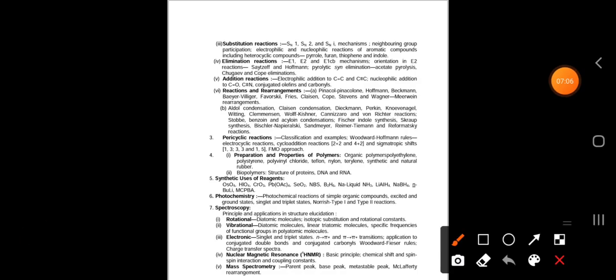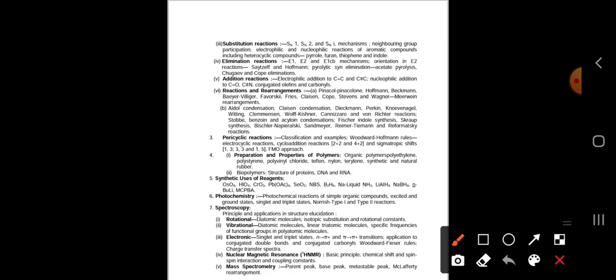Now in the organic paper, chapter 2, that is reaction mechanism, is the most important and the most vast topic. If it is covered, the whole syllabus is almost done. Now I have mentioned the resources as well as the strategy.